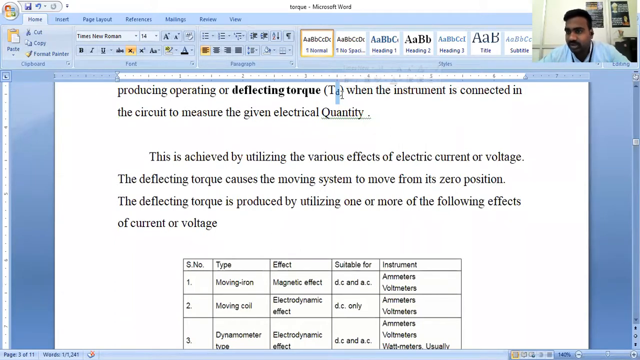Okay, I'm explaining again how the deflection torque is very useful. See, whenever we are connecting an ammeter in series to the line, the current flowing in the ammeter is 10 amperes. Listen very carefully. This is a very important instant. If you have any doubts, just let me know in the chat box. We will discuss that at the end of the session.